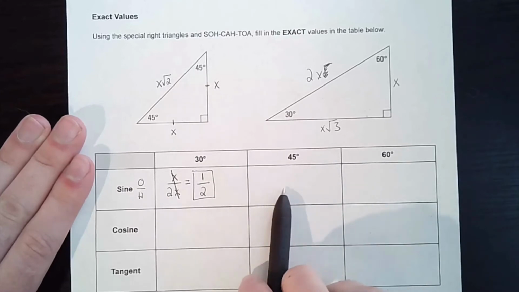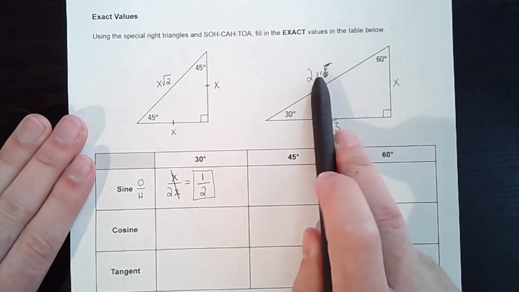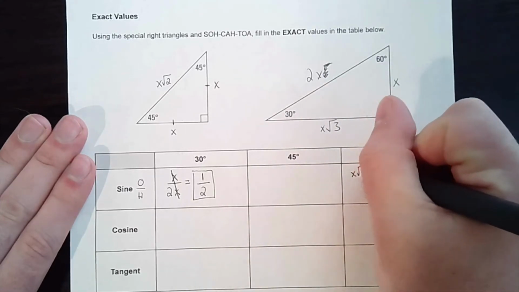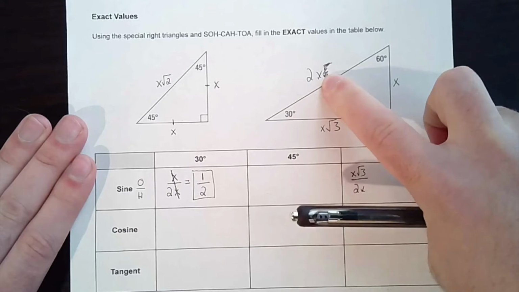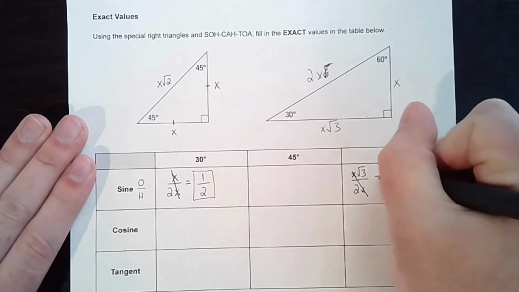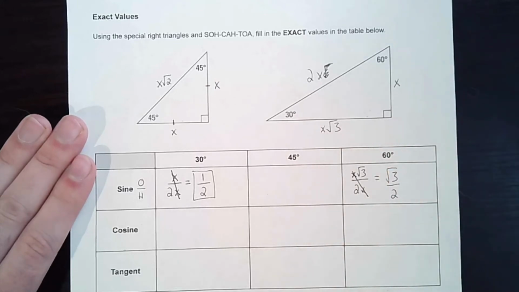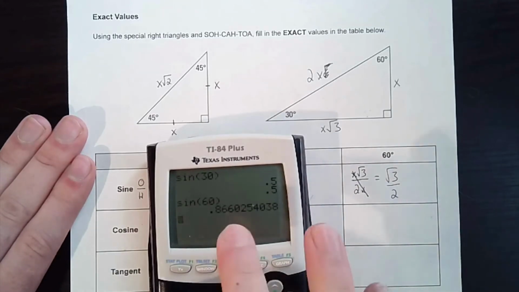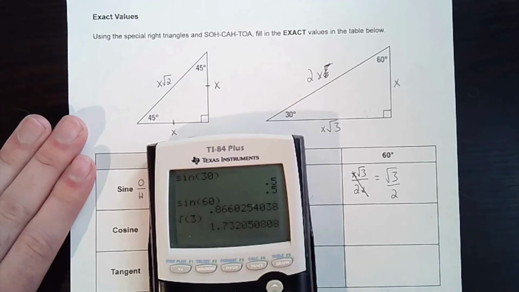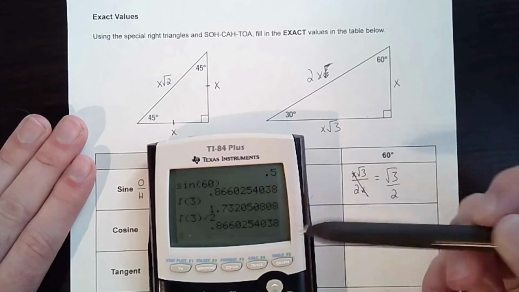I'm going to skip over 45 for just a second and go to 60. For 60, I'm going to do x square root of 3 over 2x, because it's using the same triangle. So opposite is now the x square root of 3, hypotenuse is the 2x. My x's still cancel, even though they're kind of diagonal from each other, which leaves me with the square root of 3 over 2. That one's a little bit trickier. In my calculator, I can do sine of 60, and I get that decimal. But if I do the square root of 3, close my parenthesis, and divide it by 2, I get the same decimal that I had from the sine of 60. So that is also the same thing.